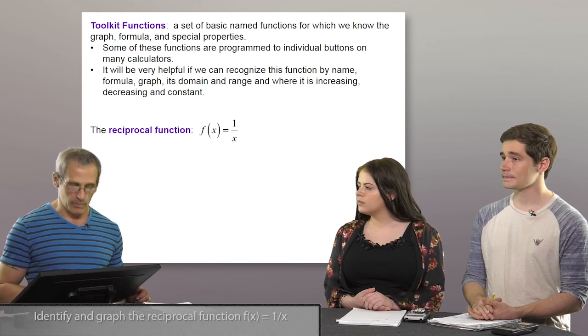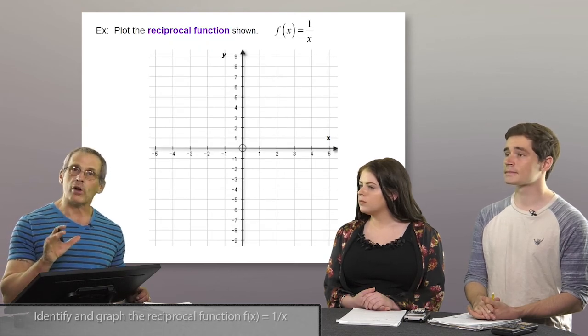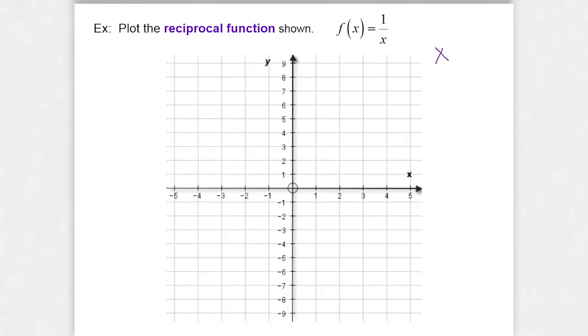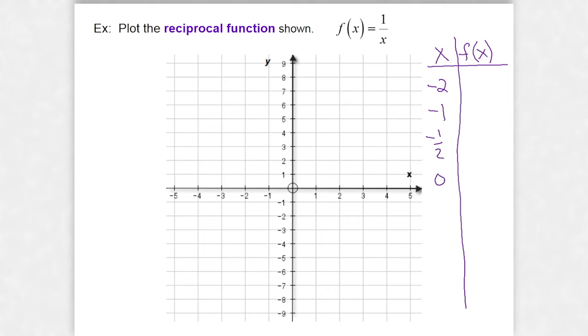or constant. So we're going to first start by plotting some points to see if we can visualize the graph. So I'll create a table of values, inputs x, outputs f of x, which again is equal to 1 over x. And I'm going to choose inputs of -2, -1, -0.5, 0, 1/2, 1, and 2. And you are going to give me the corresponding outputs.